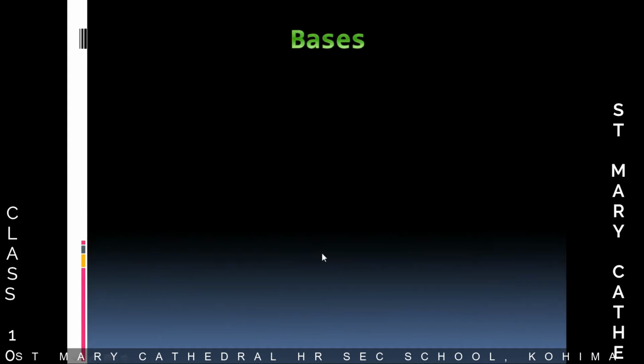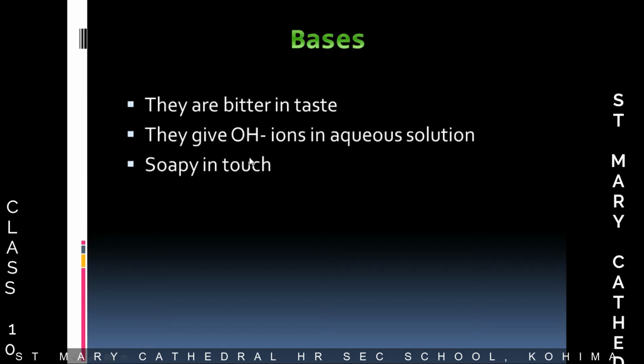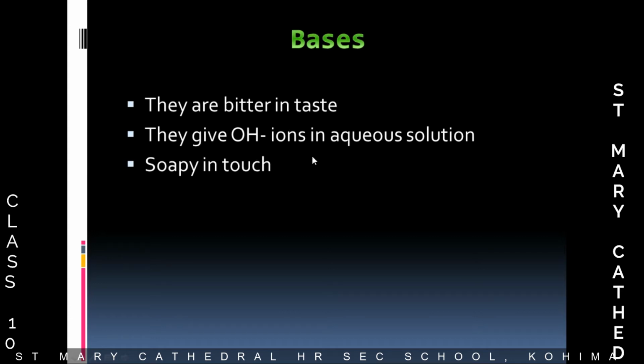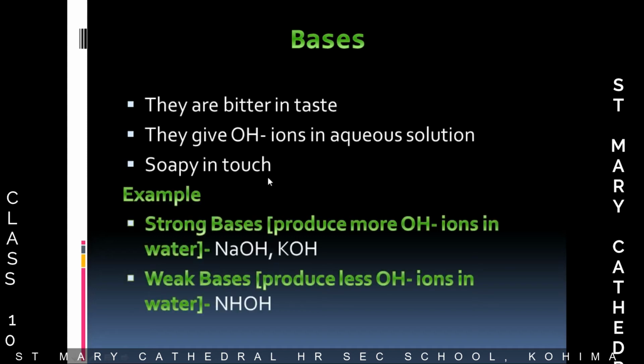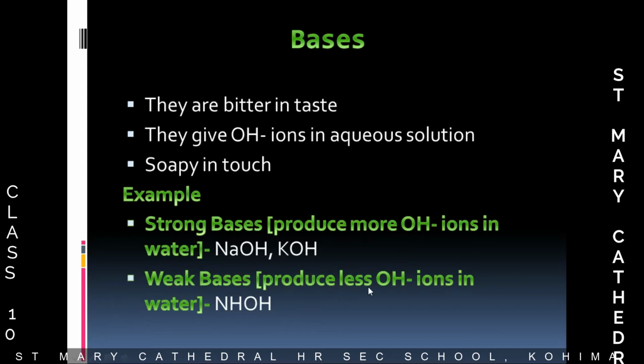Alright, now let us go and see base. In base, how are we going to define? They are bitter in taste, okay? They are bitter in taste. And they give hydroxide ions in aqueous solution. Earlier in acid, you saw that they give off hydrogen ions. In base, hydroxide ions, okay, in aqueous solution. So be in touch. Now for both of these, you have strong base and weak base. For strong base, they produce more hydroxide ions, okay? Weak base, fewer hydroxide ions, okay?